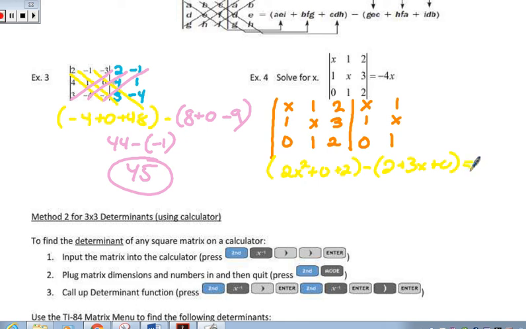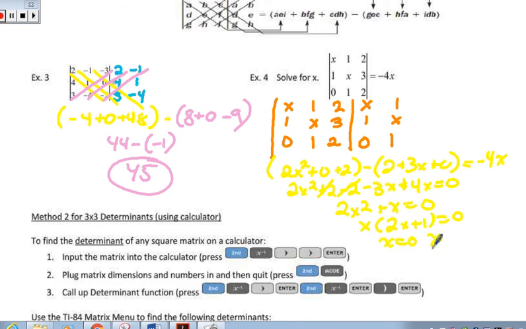That is the determinant, but I do know that it is equal to -4x. Let's just start combining up here. We have 2x squared plus 2 minus 2 minus 3x, and I'm going to subtract this -4x over to the other side as well. The 2's will cancel, and we're left with 2x squared, oh, this would be a plus for x, that's why I was getting a little confused, plus x is equal to 0. Had a little boo-boo there. Let's take the x out. x(2x plus 1) is equal to 0. So we get x is equal to 0, and x is also equal to negative 1/2.